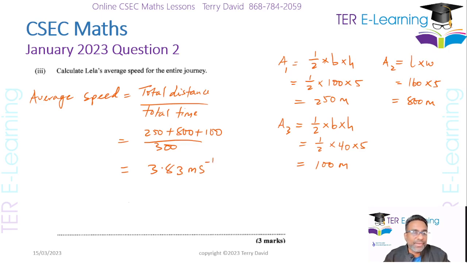So that's my average speed. So this type of question can come in your paper 2, guys, right? That can come in your paper 2. Let's see what else they have here.